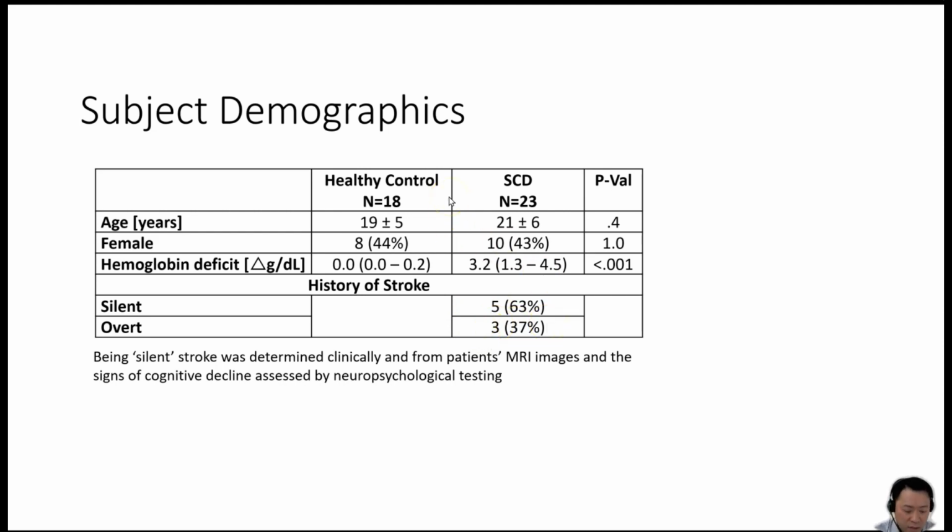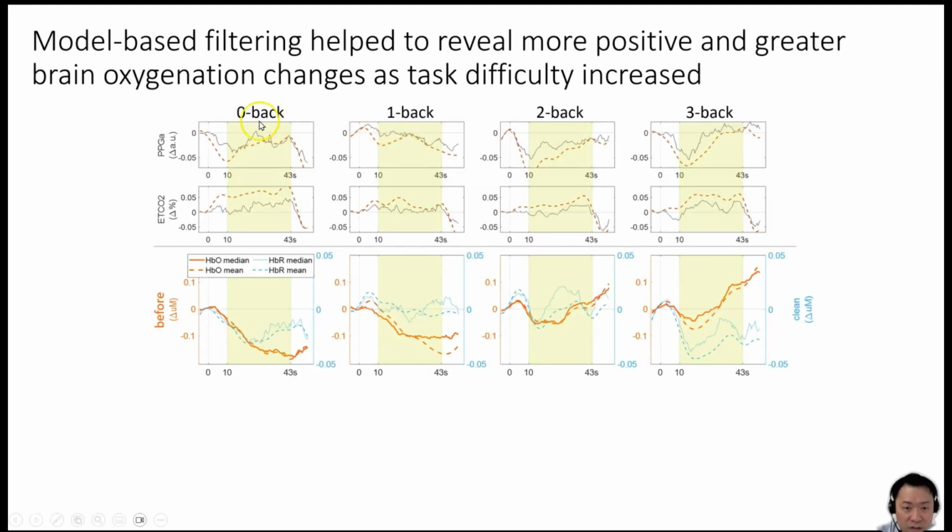And for all of these subjects, which is 41, this is the grand average of their signal before modeling. You can appreciate the PPG amplitude here on the top from 0 back to 3 back. And I apologize, there's no legend, but the solid line is the median of these signals, and the dashed line is the mean of all the averages. So again, this is the ensemble average of all 41 subjects. And you can see that for difficult tasks, there is more pronounced vasoconstriction that would probably affect our signal here.